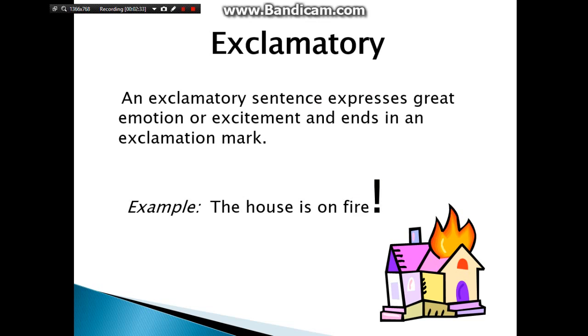The next type of sentence I want to talk about is the exciting sentence. That is the exclamatory sentence. Notice that it ends with a great big exclamation mark. On the left side of your foldable, you will write the definition of an exclamatory sentence. An exclamatory sentence expresses great emotion or excitement. It ends in an exclamation mark.